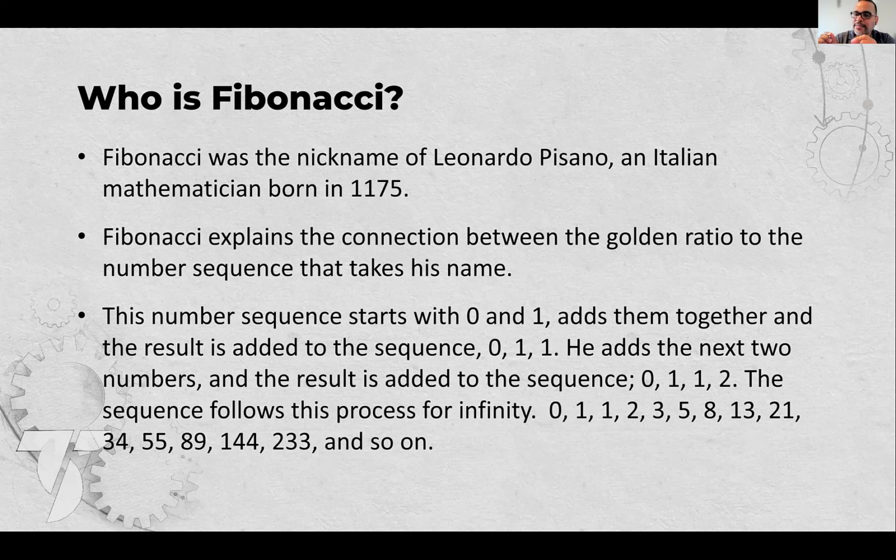Then he takes the last two digits on that sequence and adds them together. So 1 plus 1 equals 2. And the result, he adds back to the sequence. So now the sequence becomes 0, 1, 1, 2. And we follow this process for infinity. So the last two digits, if we were to continue on, on the short sequence that we have here are 1 and 2. So you add 1 plus 2, you get 3, and 3 gets added to the sequence.